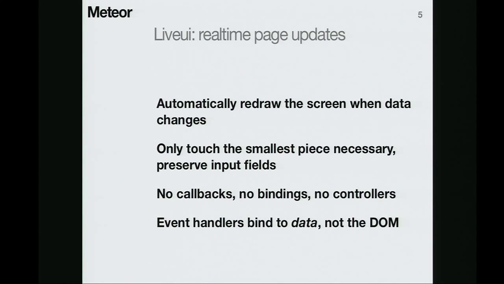So let me just mention a couple major technologies that are in here, and then we'll get into the code. So the first one is what we call Live UI, which is a technology that sits underneath whatever templating language you like that gives you real-time page updates. So the goal here is whatever data you're looking at in terms of drawing on the screen, when that data changes, the screen should redraw. You should not have to write callbacks. You should not have to write bindings to manage that redrawing. And we should be very careful about how we do that. So for example, if you're typing in a form and there's a redraw, we shouldn't disturb what you're typing.